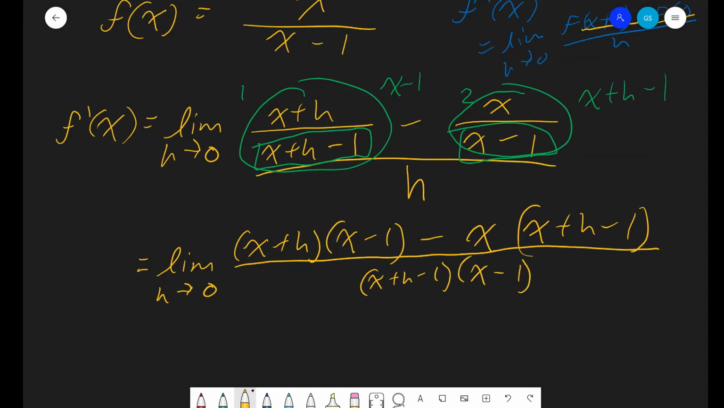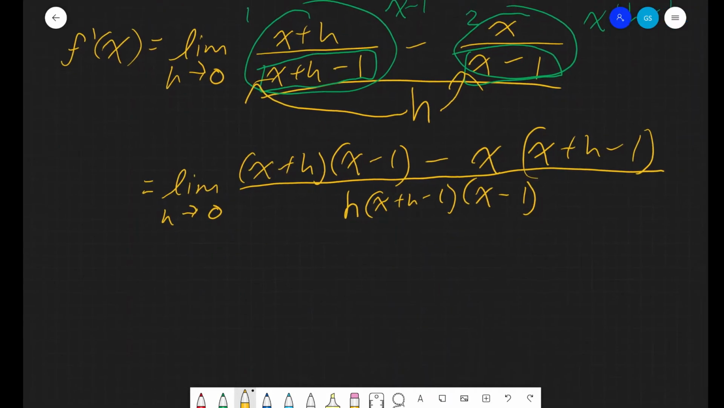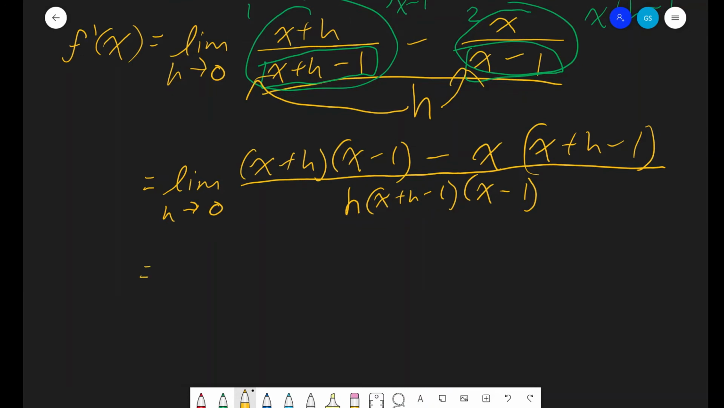And since we have a fraction over something we're dividing, the h just goes here, because the h is technically multiplying these two terms, since they're both in the denominator. And then the limit as h approaches 0.